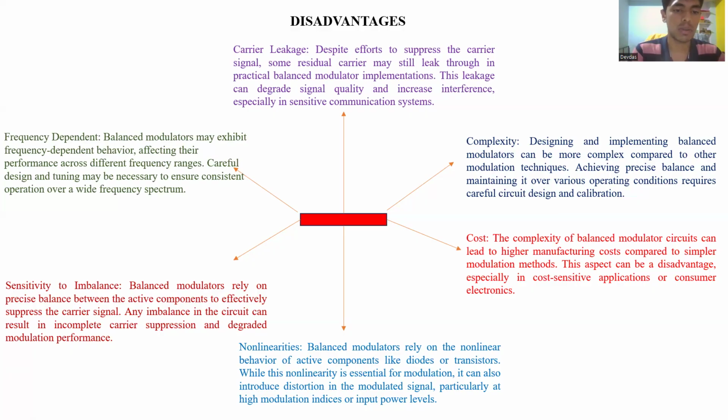Sensitivity to imbalance. Balance modulators rely on the precise balance between the active components to effectively suppress the carrier signal. Frequency dependent. Balanced modulators may exhibit frequency-dependent behaviors, affecting their performance across different frequency ranges.